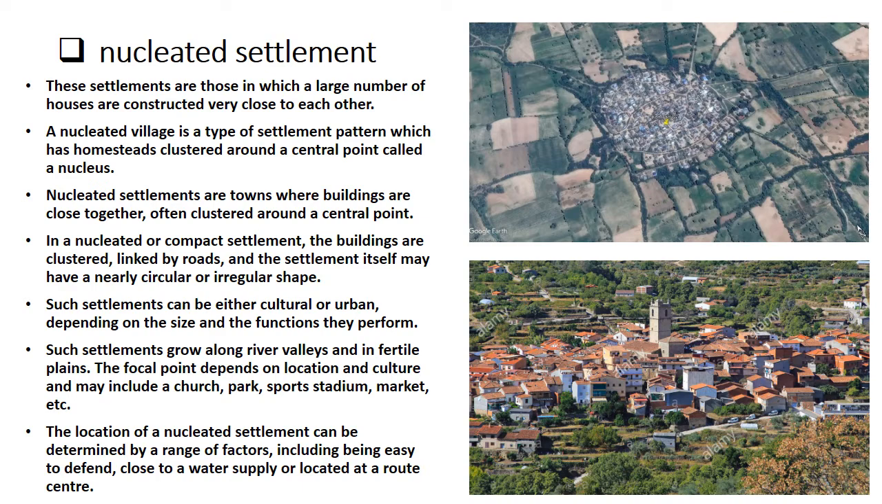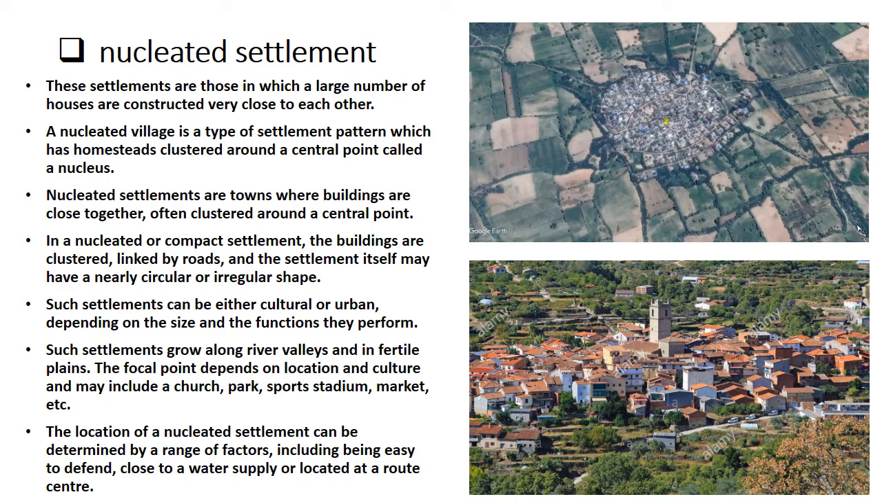Such settlements grow along river valleys and in fertile plains. So, as the fertile plains are densely populated, they attract the population more. This type of compact settlement is seen in the plains. Why? Because of fertile land, water availability, and agriculture can be done very nicely.